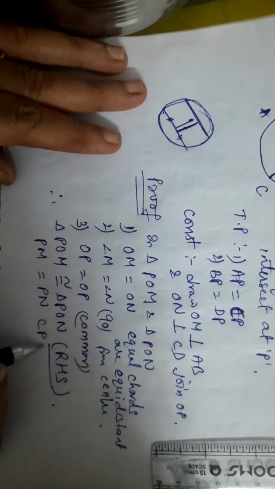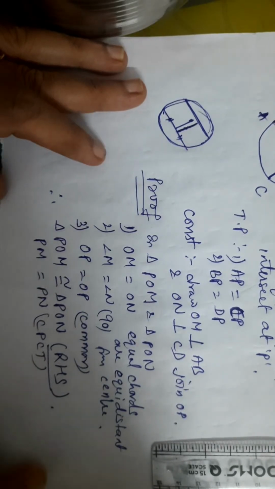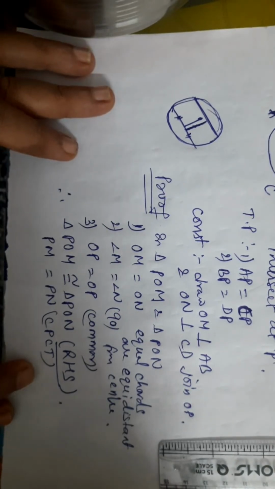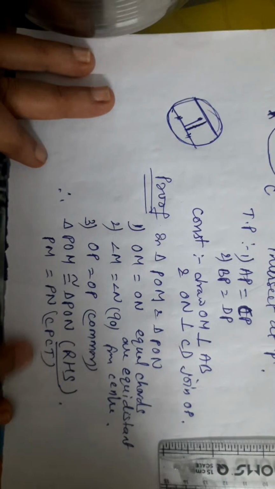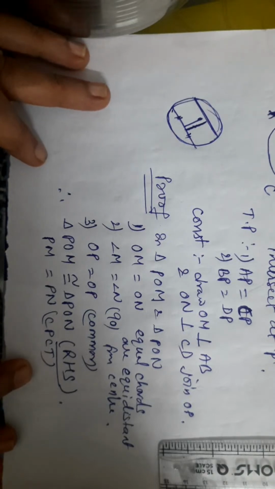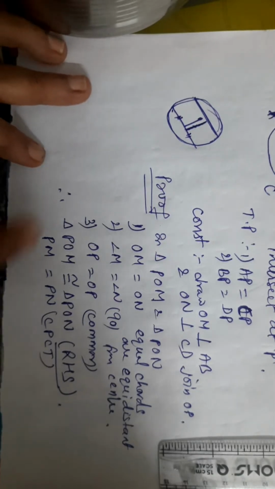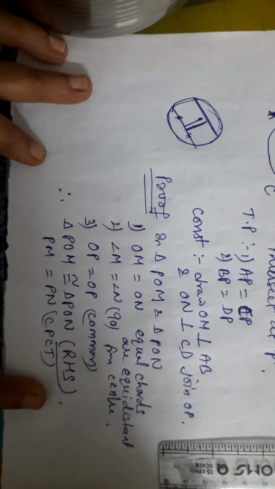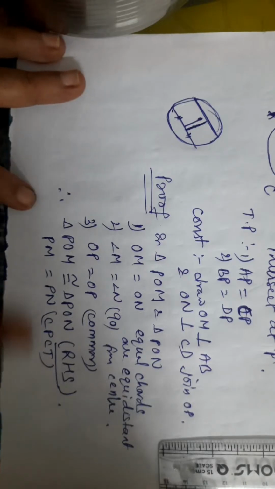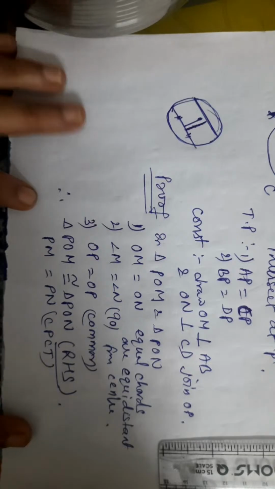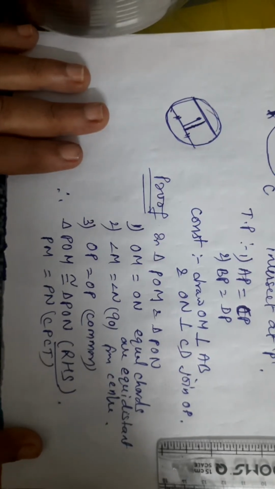This is by CPCT. Most probably once again, if you recall your chapter number 7, the full form of CPCT is corresponding parts of congruent triangles. When the triangles are congruent, their corresponding parts will be equal. So first we'll be making the triangles congruent. Once the triangles become congruent, we'll make the corresponding parts equal. So here I got PM and PN to be equal.